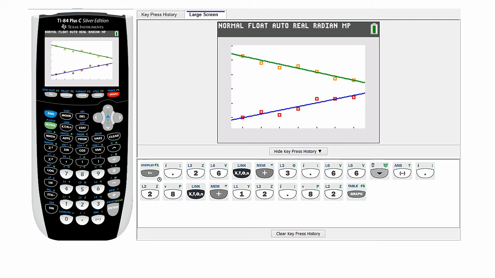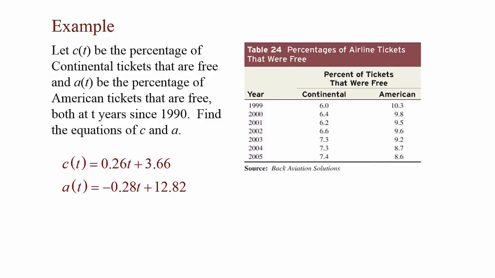So the blue line does go through the 2 points we've chosen and is very close to the other points in that scatter plot. My green line goes through the 2 orange points we've chosen and is very close to the other points on that scatter plot. So our lines are correct. Find the equations of C and A. C of t equals 0.26t plus 3.66. A of t equals negative 0.28t plus 12.82.